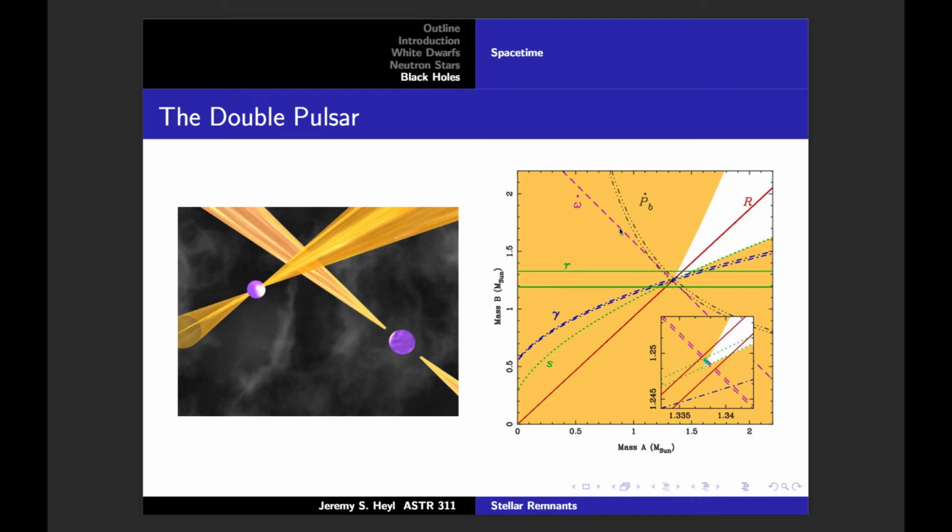So general relativity gives all of these curves as a function of how massive each object is. And you can see their masses are a little bit more than the mass of the sun. And all of them agree in this tiny, tiny region here. So all of these different general relativistic effects agree with each other and agree with the observations of this object. So this is work by Ingrid Stairs, who's in the next room, teaching the more mathy version of this course.